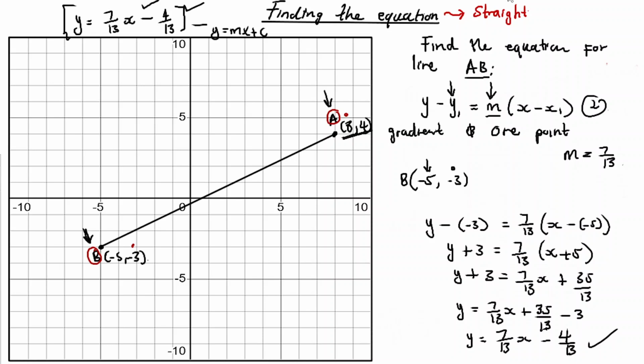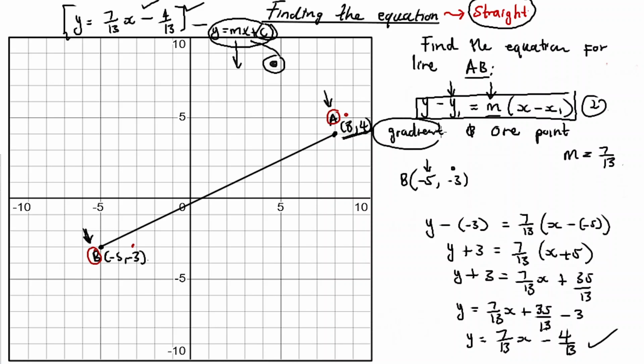Okay, so just to sum it up, finding the equation for a straight line, you either use the y equal to mx plus c equation: get the gradient and 1 point, substitute it into the equation, and then you get your c. Now you have your equation. Or you can use the second equation. You also need a gradient and 1 point. Then you substitute and make y the subject of the formula, and you have your equation for a straight line.